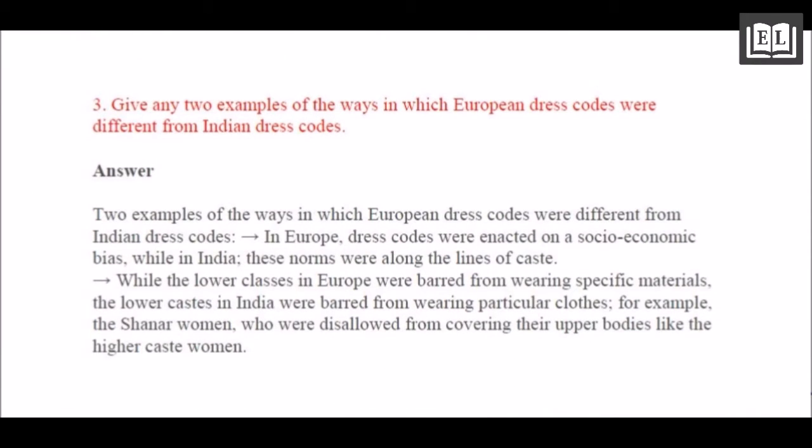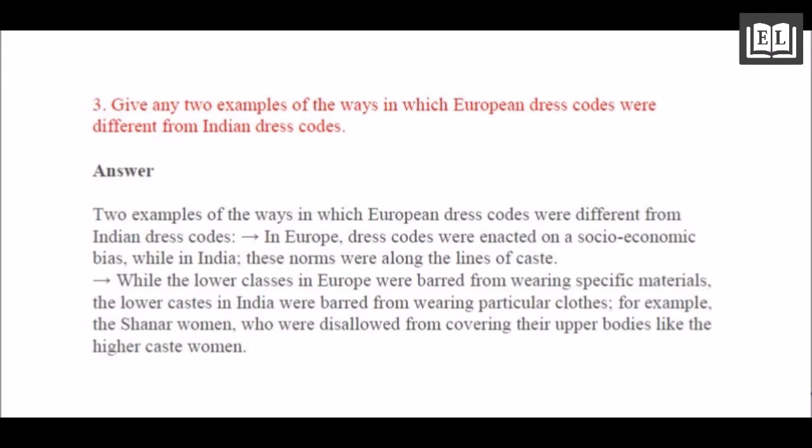3. Give any two examples of the ways in which European dress codes were different from Indian dress codes. Answer. In Europe, dress codes were enacted on a socio-economic bias, while in India, these norms were along the lines of caste. While the lower classes in Europe were barred from wearing specific materials, the lower castes in India were barred from wearing particular clothes.